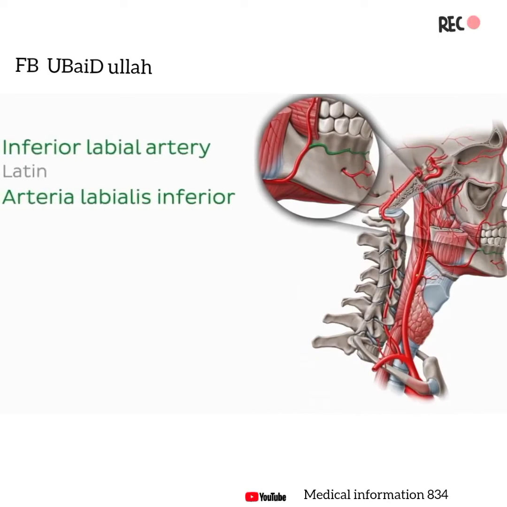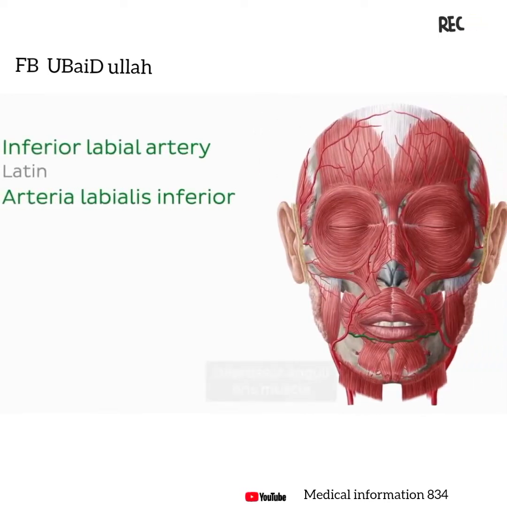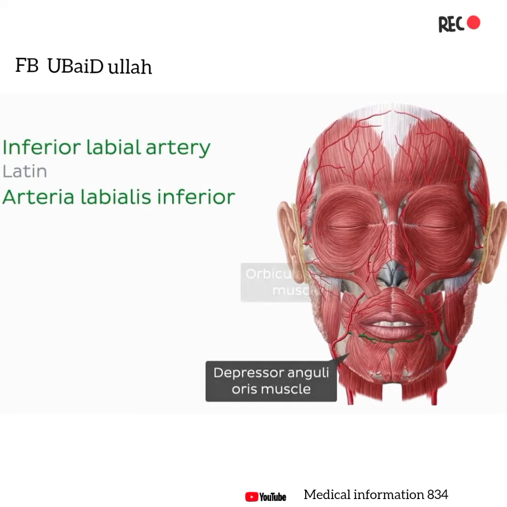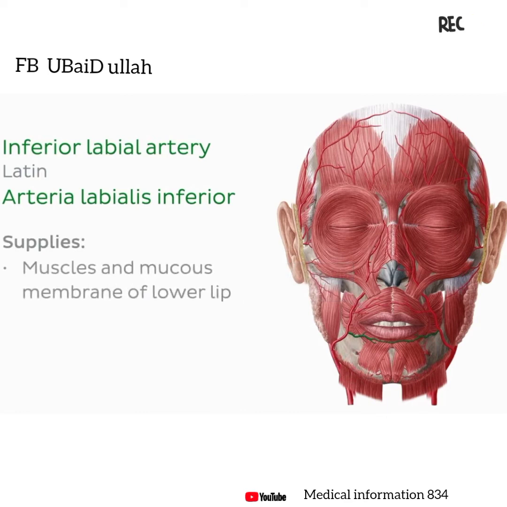The next artery we'll look at, the inferior labial artery, arises close to the angle of the mouth. It runs deep to the depressor anguli oris muscle, piercing the orbicularis oris muscle, and goes on to supply the muscles and mucous membrane of the lower lip, as well as the labial glands. The inferior labial artery forms an anastomosis with its counterpart on the opposite side and with the mental branch of the inferior alveolar artery, which we will meet shortly.